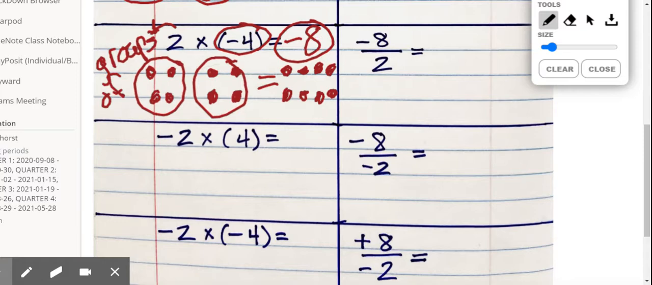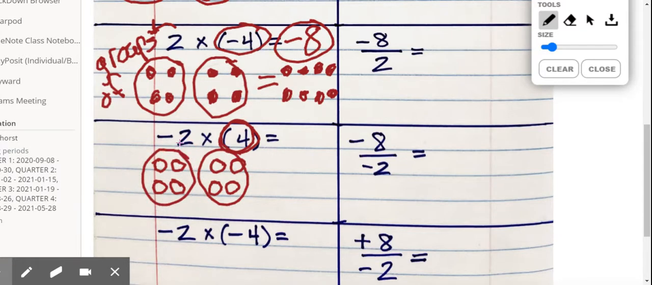Now, this next one, we're going to borrow the idea of opposites. But let's start with our groups. What do we have inside the group? 4 positives. 1, 2, 3, 4. And what this number is saying is they're negative groups. Well, negative also means opposite of positive. So we have 2 groups, but they're negative groups. So what it's really saying is we have 2 opposite groups.